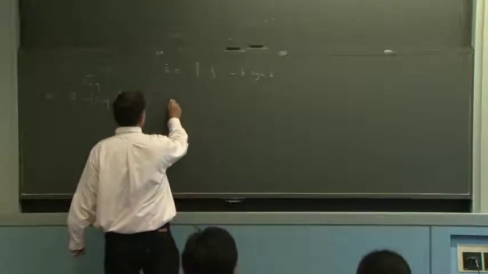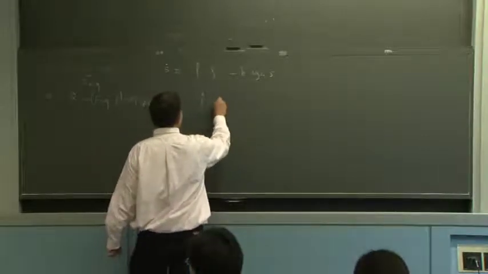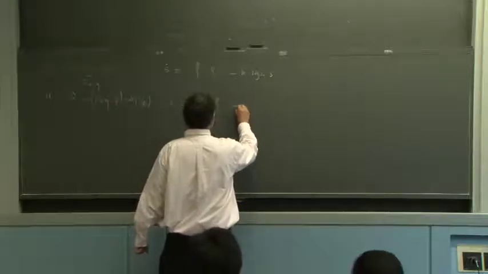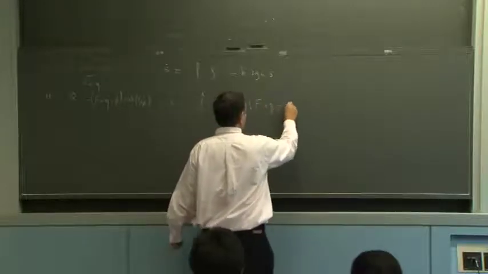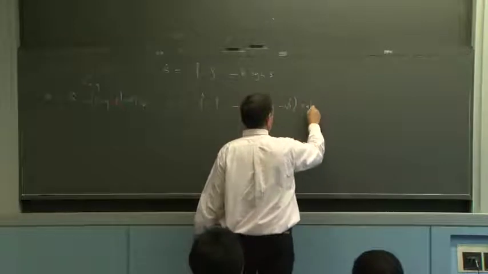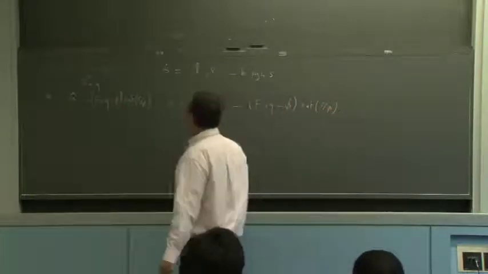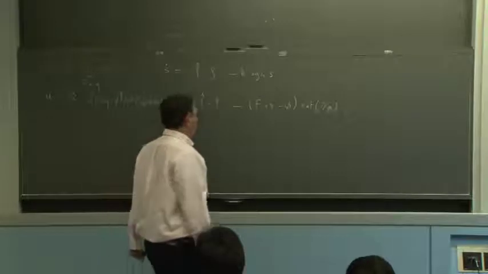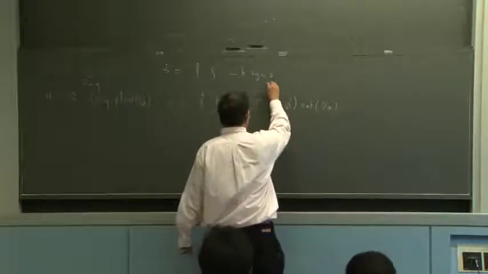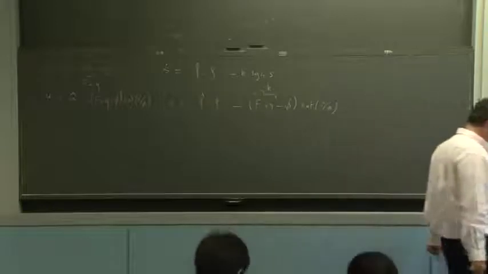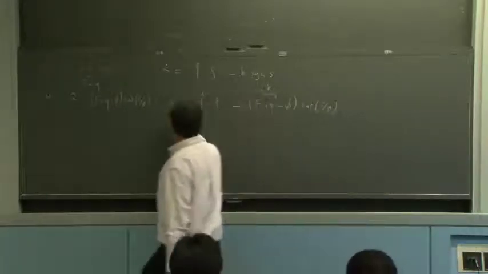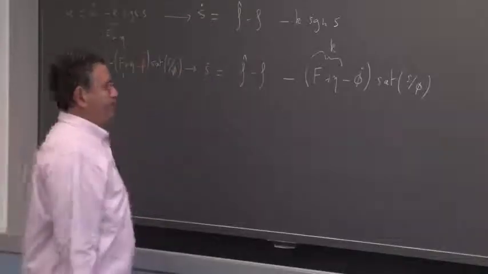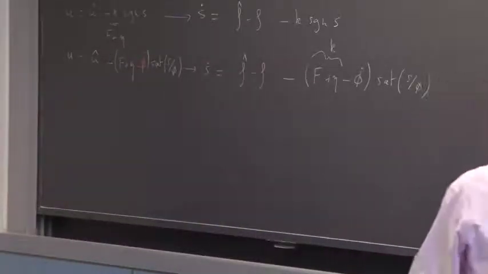for u. And so it will give us s dot equal F hat minus F minus F plus eta minus phi dot, sat of s over phi. And this again is what we used to call k. So this is the equation we have. This gives us this, and this would give us this.